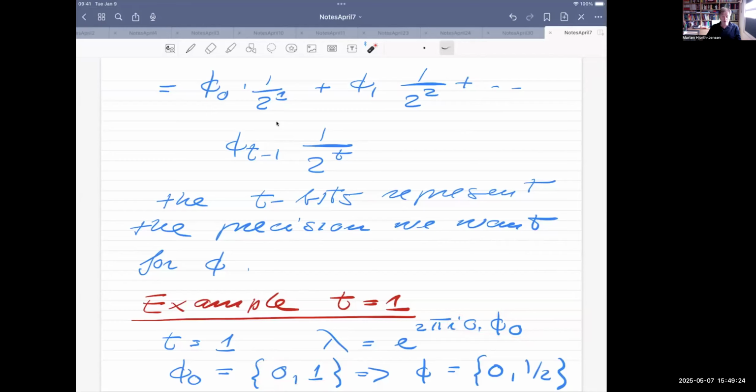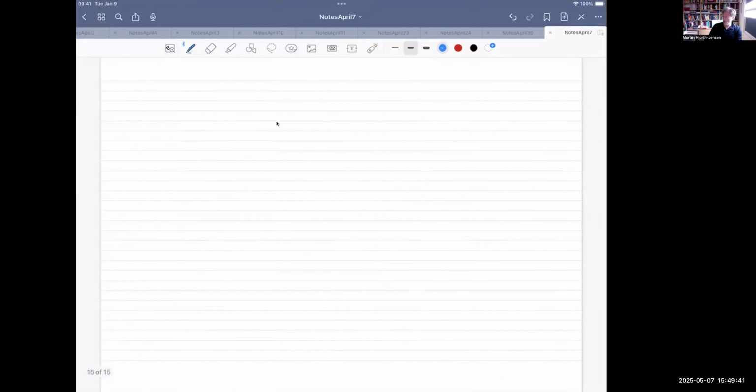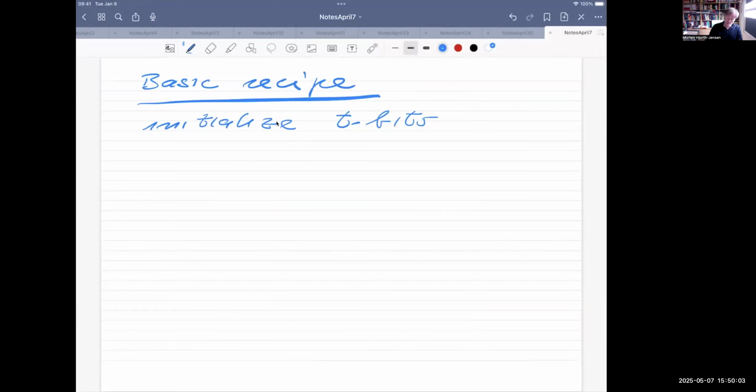So the basic recipe which we need to think of in setting things up is, one, we need to initialize t bits, and these are normally initialized to 0. So we would then set them to the state 0. So this is what we normally call the first register, and that's the one which we're actually using to extract the final information about phi.